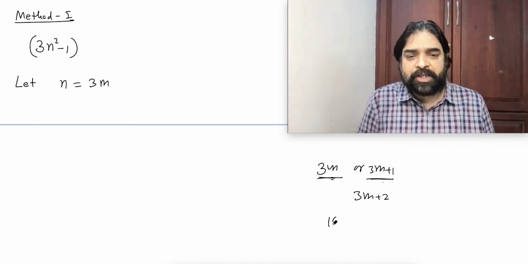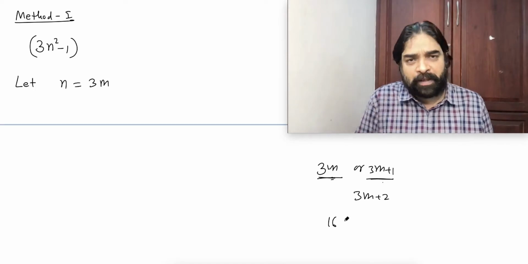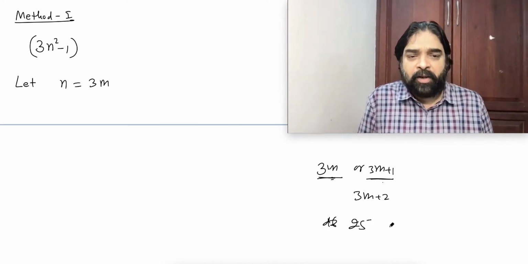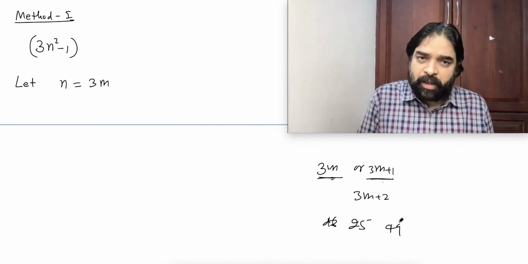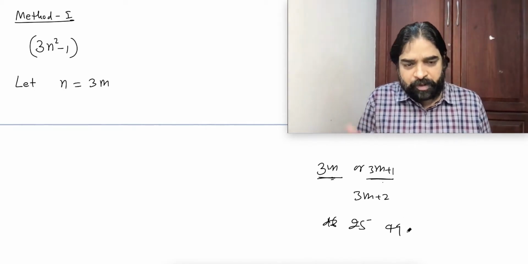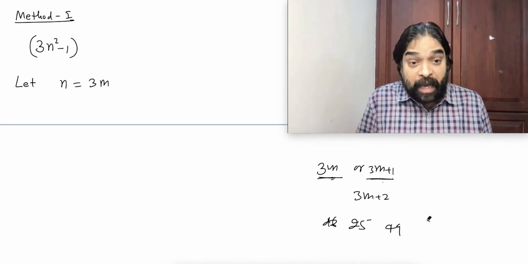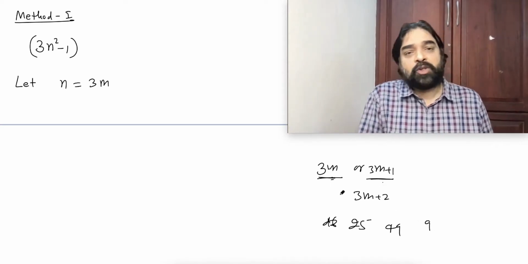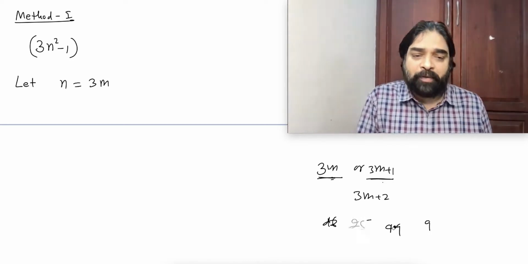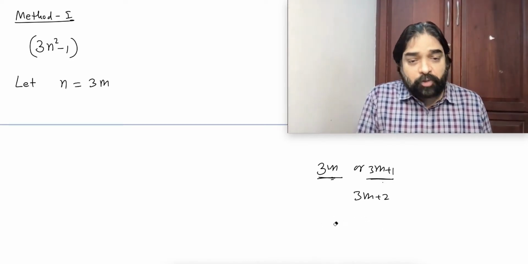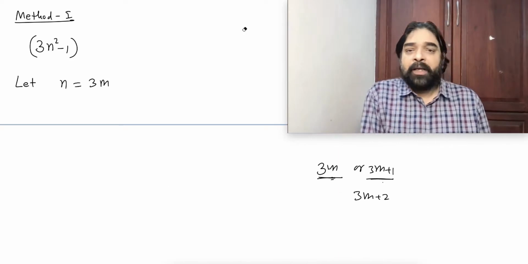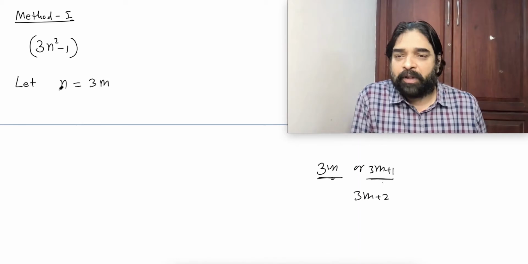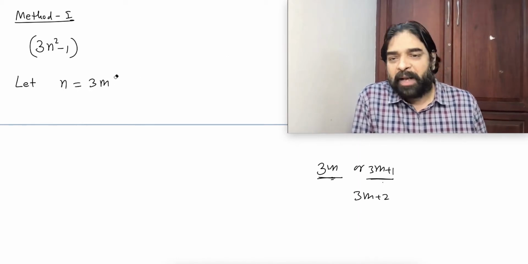Take any integer square 16. That is 3 into 5 plus 1. 25 is 3 into 8 plus 1. Are you getting it? 49 is 3 into 16 plus 1. 9 is 3 into 3 plus 1. 3 into 3 means this form. So every integer square will be in this format. So from here I got the idea. Let's check one by one. First I'm taking n equal to 3m. Okay, 3k, let's take it.